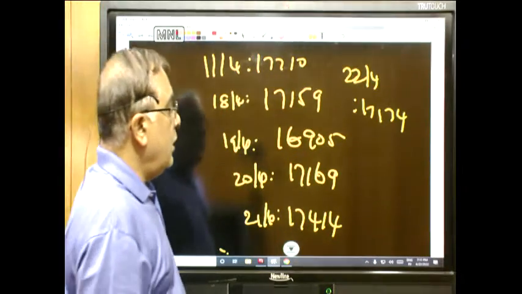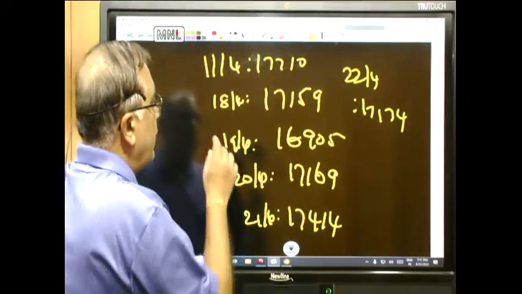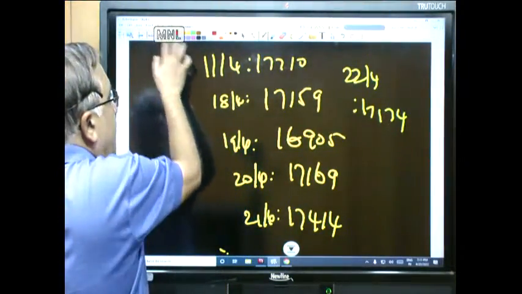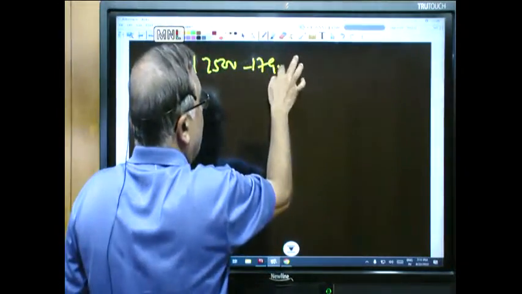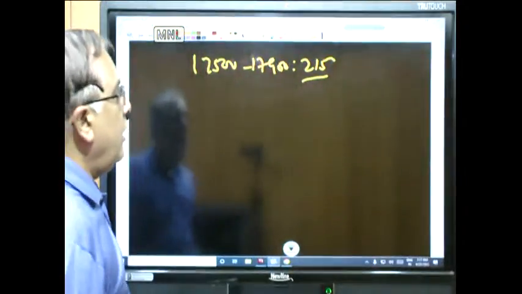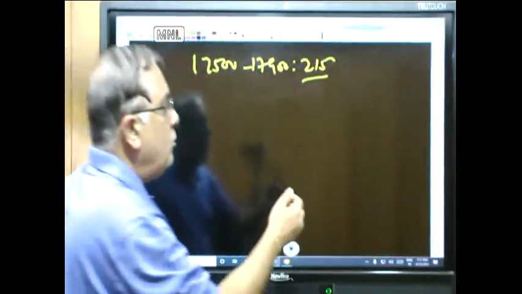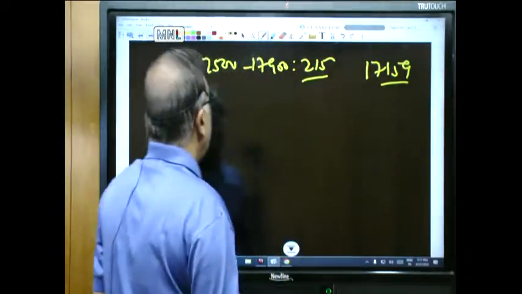Since it was 17,710, I told you that we did a 17,500, 17,900 call option spread for 215, right? So on 18.4, the price dropped down to 17,159, right? This is what we had written. If you see this, 17,159.